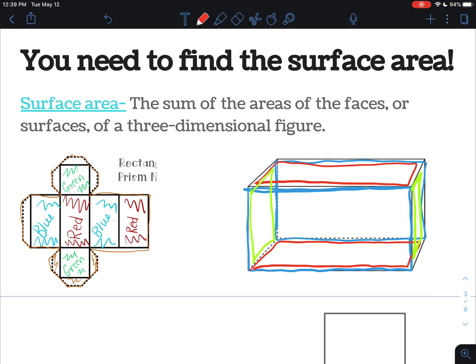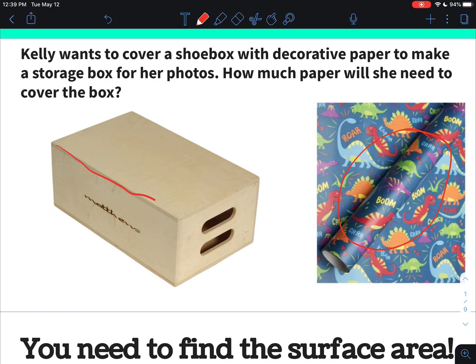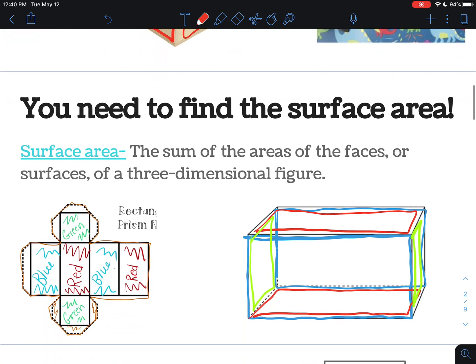So surface area is the sum of the areas of the faces or the surfaces of a three-dimensional figure. So if I go back to this box, I could find the area of each side. So each side of a rectangular prism is a rectangle. So find the area of this, then find the area of this side, find the area of this side and the other three sides that are hidden right now. And I want to add them all up because that's the area of the entire surface, or the surface area. Definition's kind of in its name.